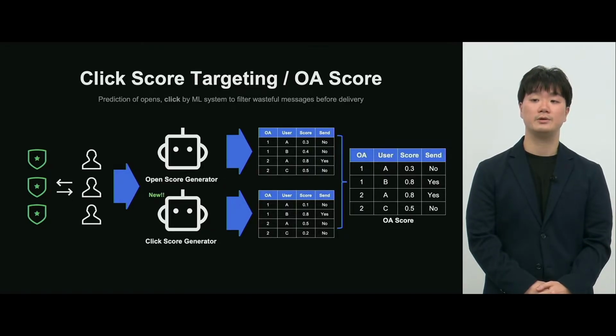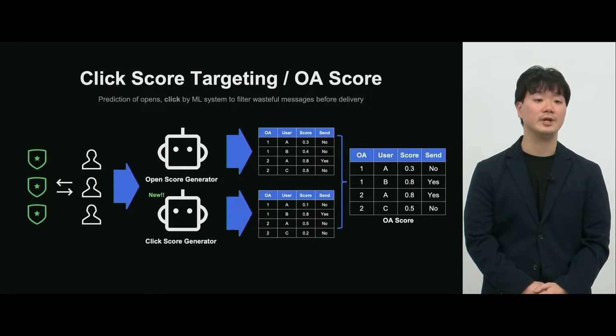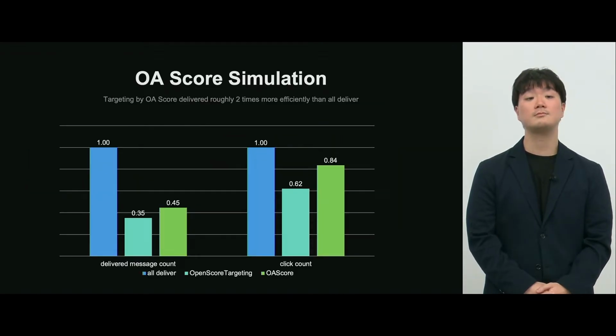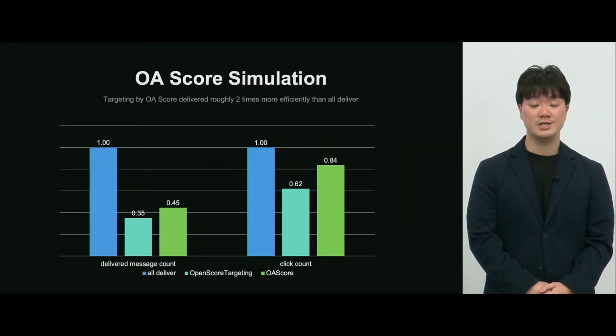But we did not give up while overcoming these problems, and we created an ML model to predict clicks, and combined this with the model to predict opens to create the score called OA score. The score is based on the assumption that the OA delivers the message on that given day, and the users open the message and click on it. This is a value that predicts whether that client will return a reaction, such as a click. And targeting using this OA score produced a very good simulation result.